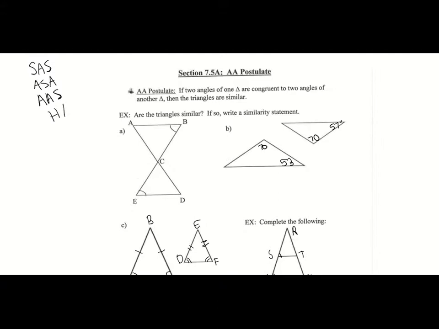And HL. So we talked about those theorems last time with congruence. And when we talked about those, our other one was side, side, side. We had where all of those were congruent. So all those pieces had to be congruent.